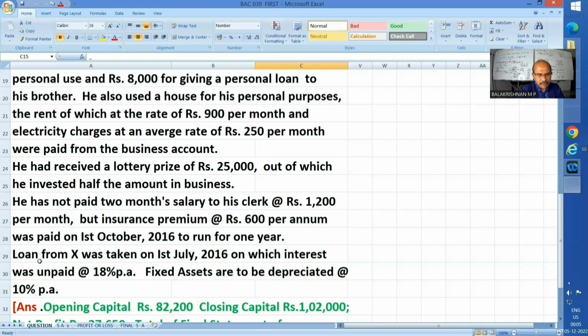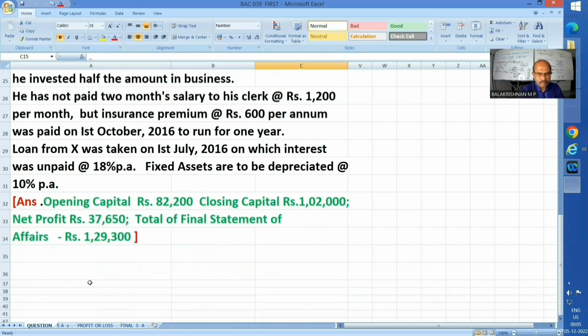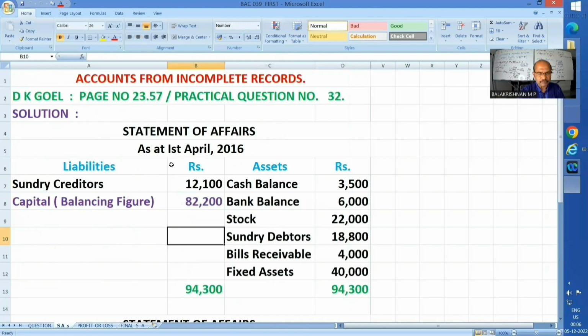Okay, next. Loan from X was taken on 1st July 2016, on which interest was unpaid at the rate of 18% per annum. Fixed assets are to be depreciated at the rate of 10% per annum. So these are all expenditures and income to be adjusted for arriving at the net profit. Well, they have given the answer hints also. Let me switch over to preparation of statement of affairs.